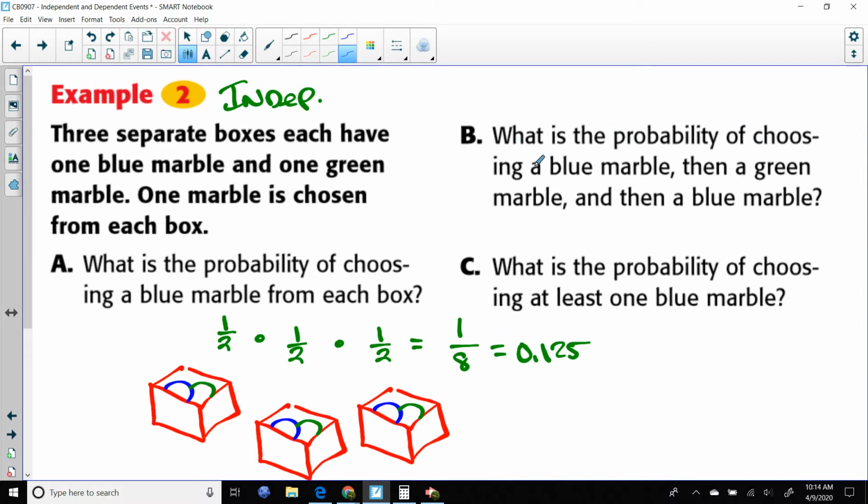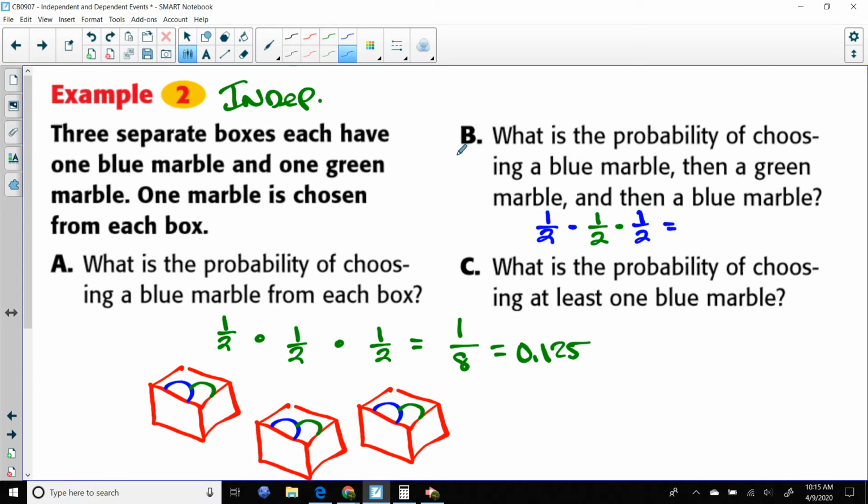What's the probability of choosing a blue marble, then a green marble, then a blue marble? In this case, it seems like a little tricky here, but I have a 1 out of 2 chance of getting a blue marble times the green one doesn't have any different. It's still 1 out of 2, even though it's green. It's still a 1 out of 2 chance. And then another blue one, it would still be a 1 out of 2 chance for that one.